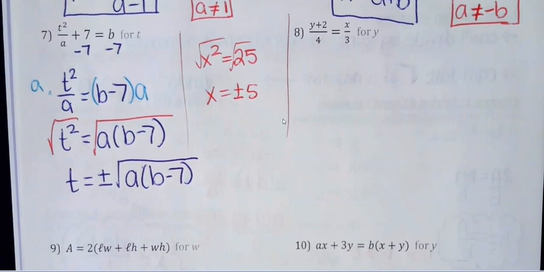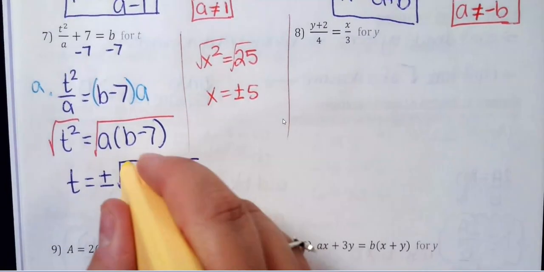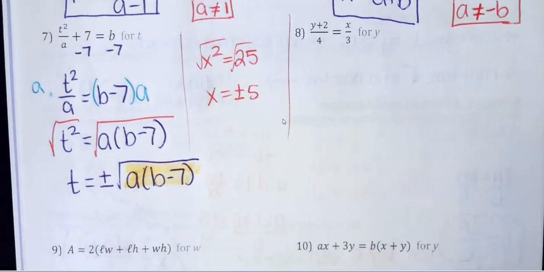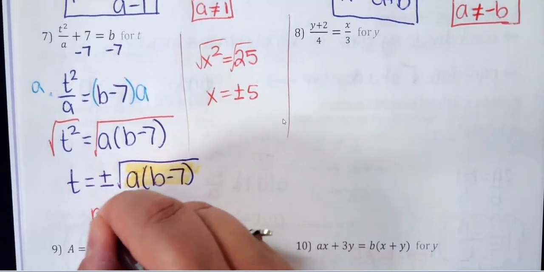Okay, now the restriction here is super easy. You just got to remember you can't take the square root of a negative number. So you're going to copy down whatever is under that lovely square root, not including the square root. Okay, just whatever's under the square root. This is going to be my restriction here.